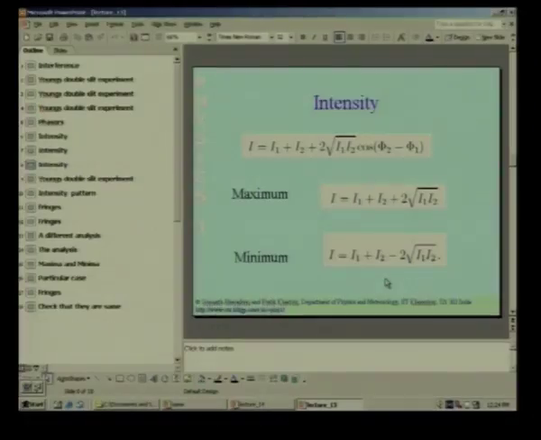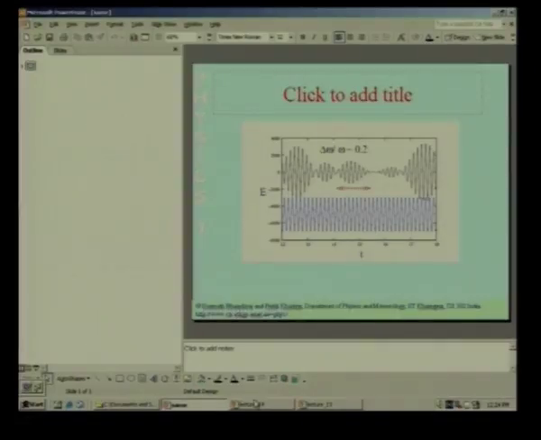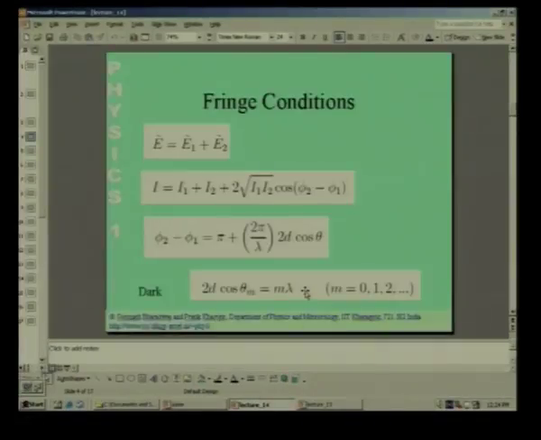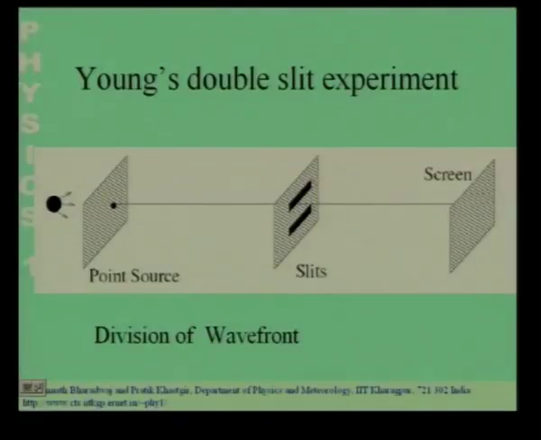Now, let me go back. So, in the last few lectures we have been discussing a few cases of particular situations where we have interference. So, let me go back to these situations that we have been discussing. The first situation that we discussed was the Young's double slit experiment.